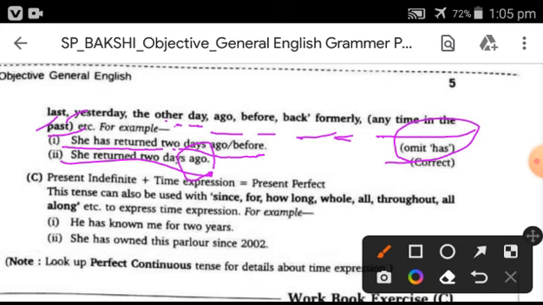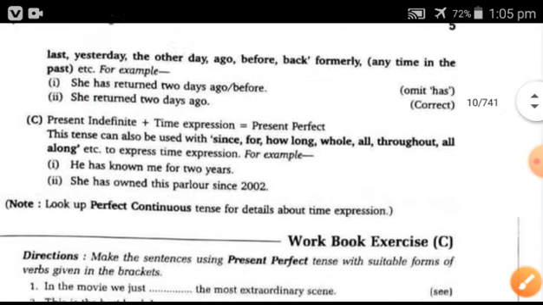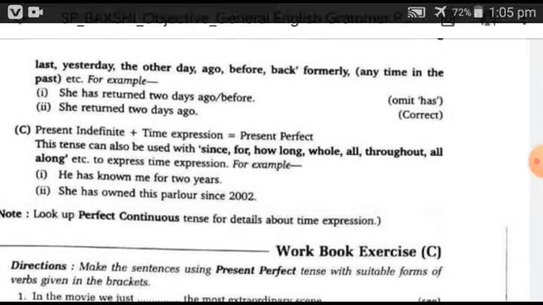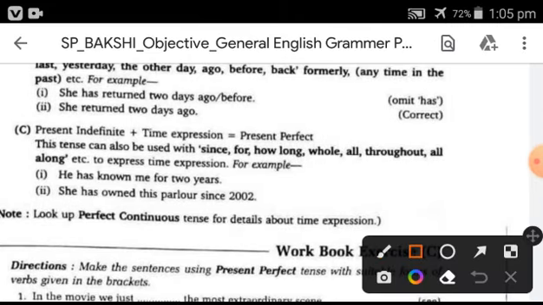Well, second, when present indefinite plus a time expression is used, we have to use what? Present perfect. We cannot use past indefinite. Let us check it out.